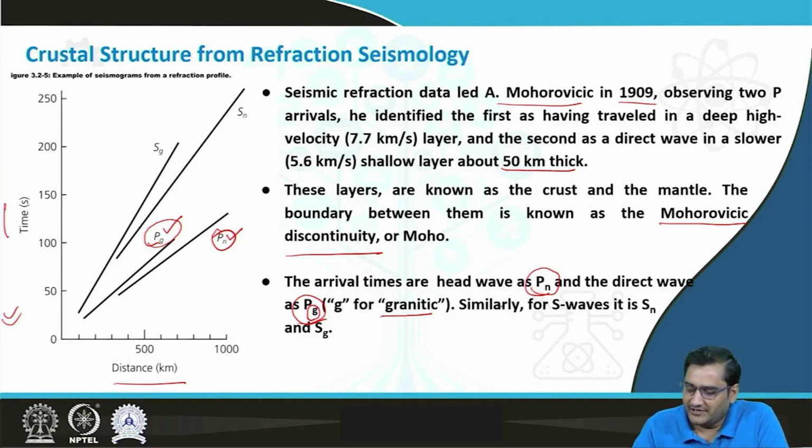Similarly, he saw the waves for the S wave, that is Sg and Sn here, and those also had one traveling as the head wave and one traveling as the direct phase. This particular experiment was responsible for identifying the Mohorovičić discontinuity, and the Mohorovičić discontinuity is a very important part of understanding the crustal structure all across the globe.